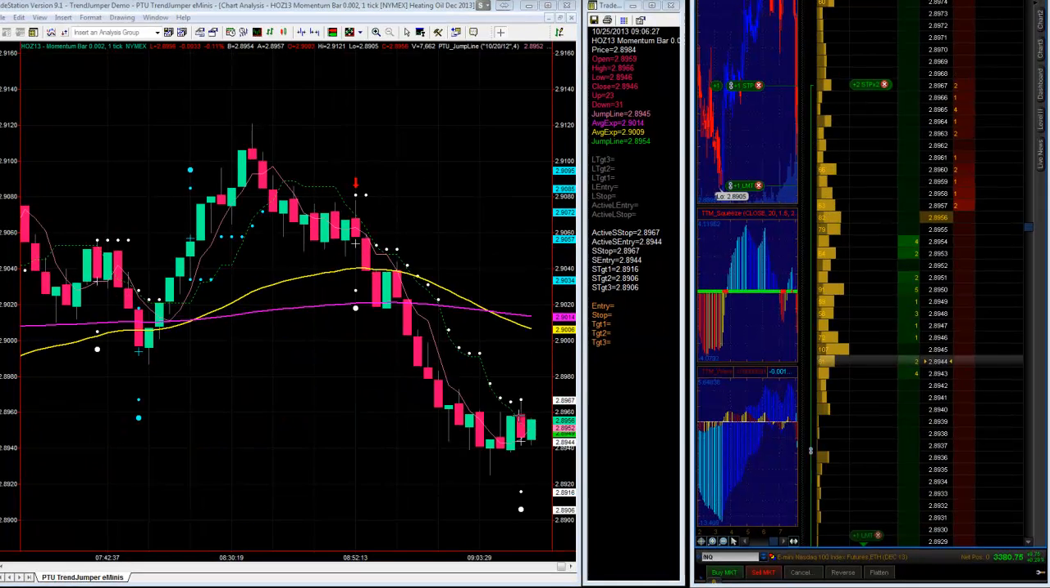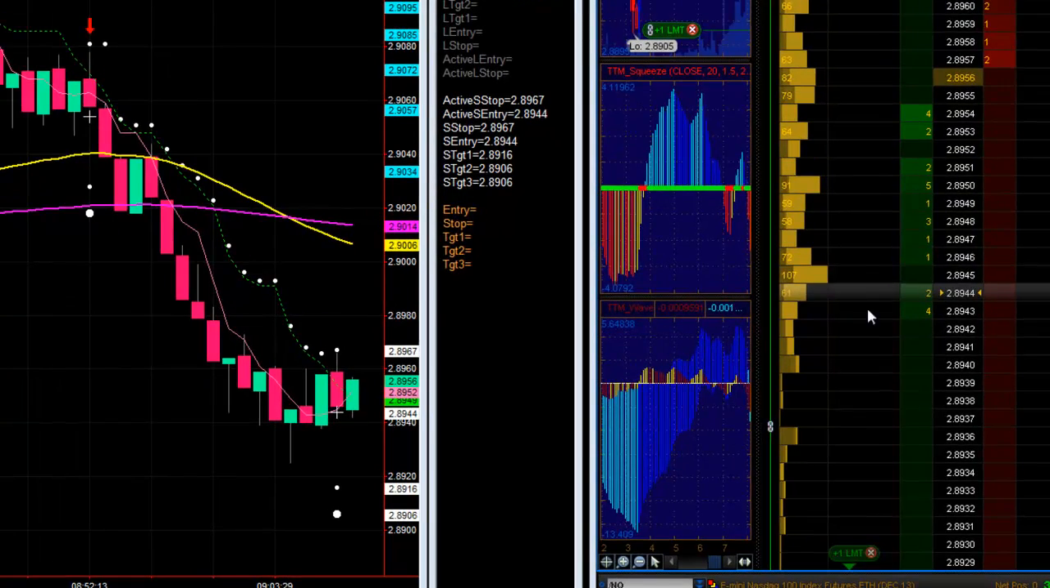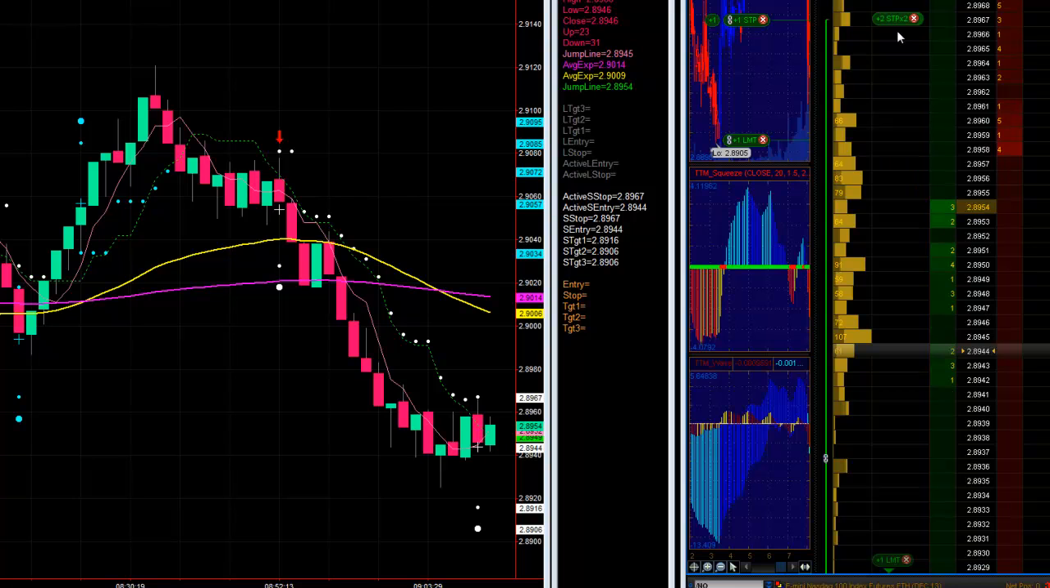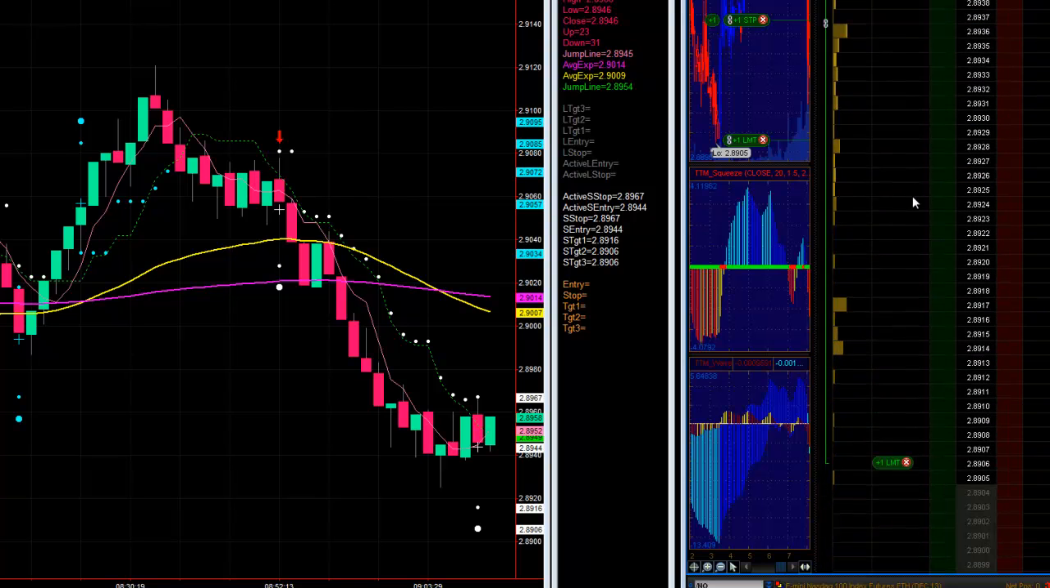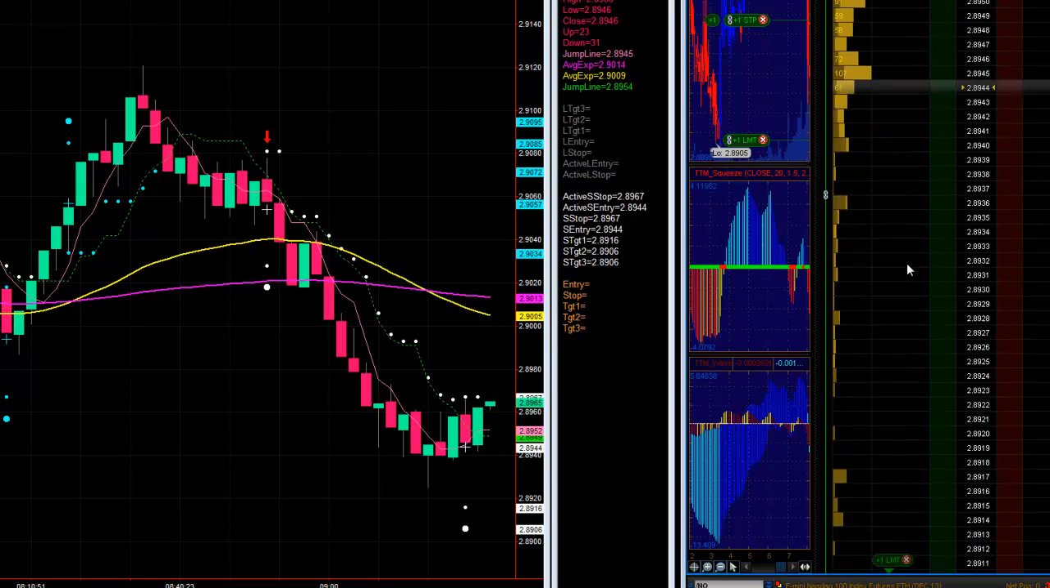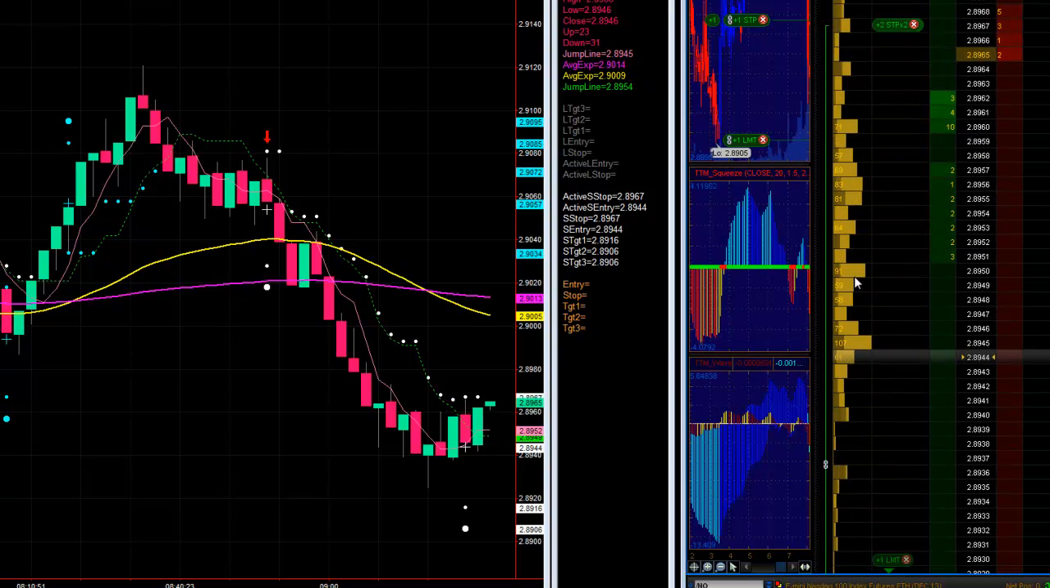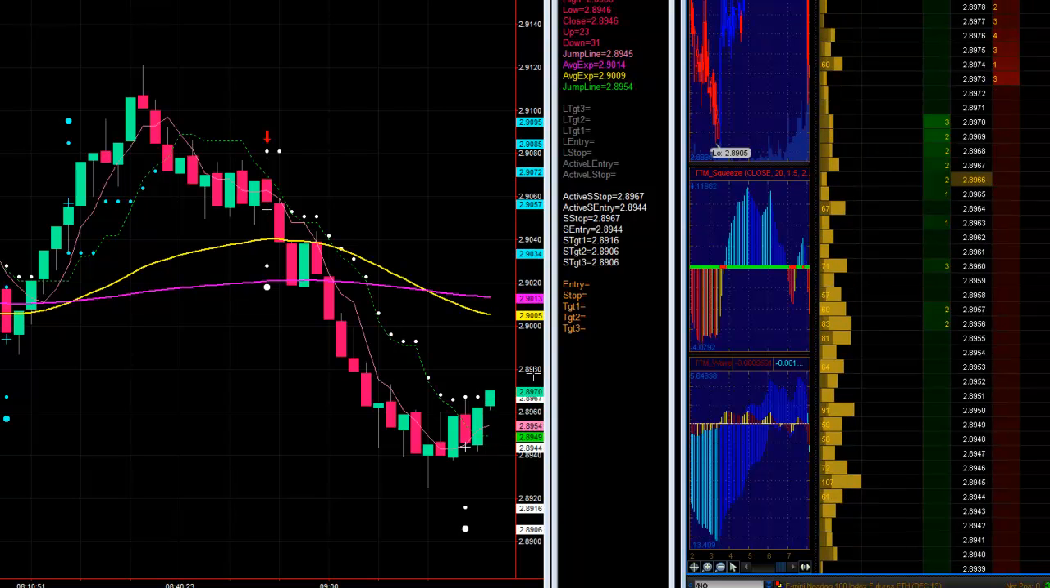Alright, so we got a short setup here and I got my order placed. I got filled at 44. My stop is up here at 67. My target is down here at 06. See it down here at 06, and then I'm in position to trail. Although it looks like we may stop out here. Hopefully it'll survive and head lower. And the first trade was a losing trade.